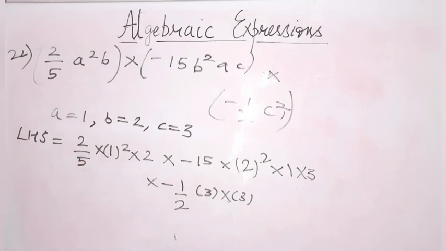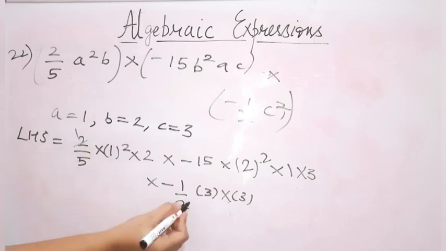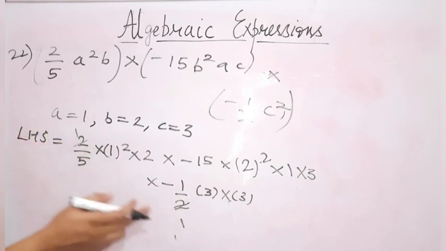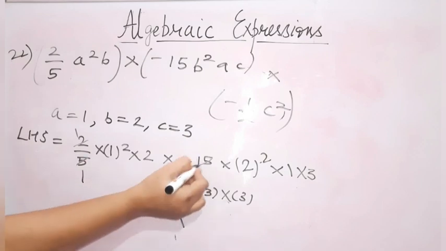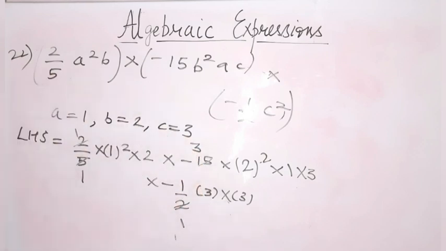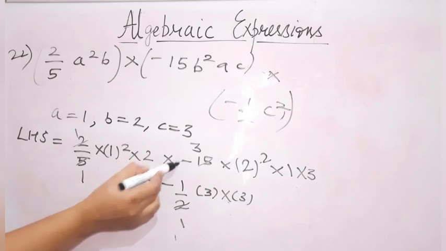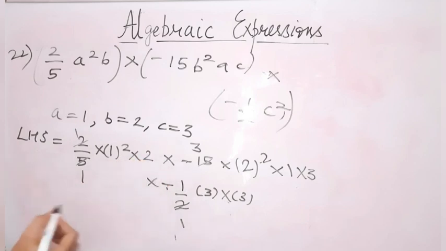Now we have to check that anything can be reduced from here or not. So 2 ones are 2, 2 ones are 2. 1 from numerator, 1 from denominator I have reduced. Now 5 ones are 5, 5 threes are 15. Now this minus and this minus will make it positive. The final result will be positive.